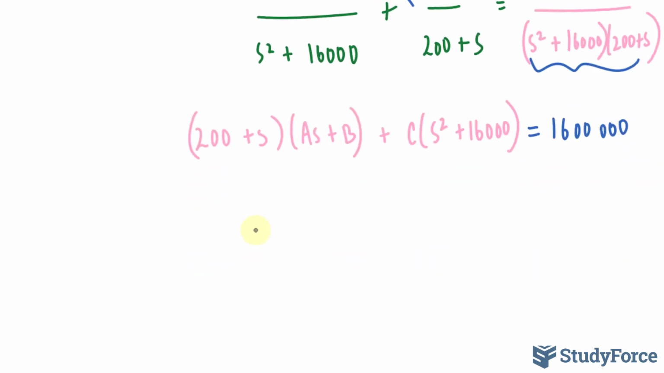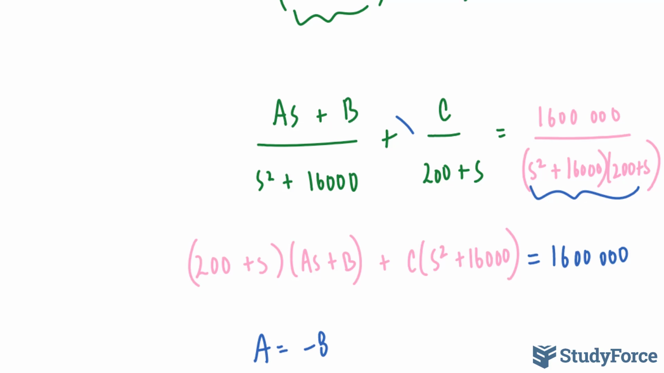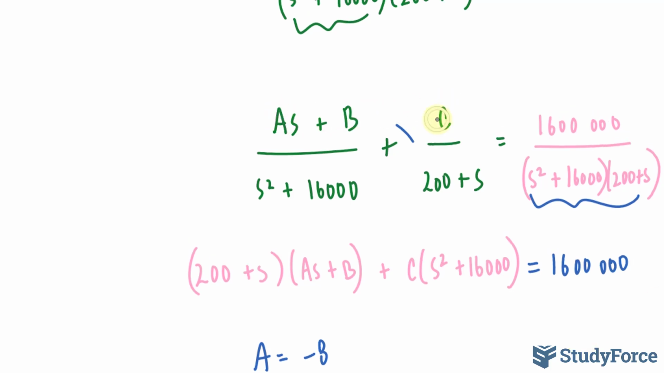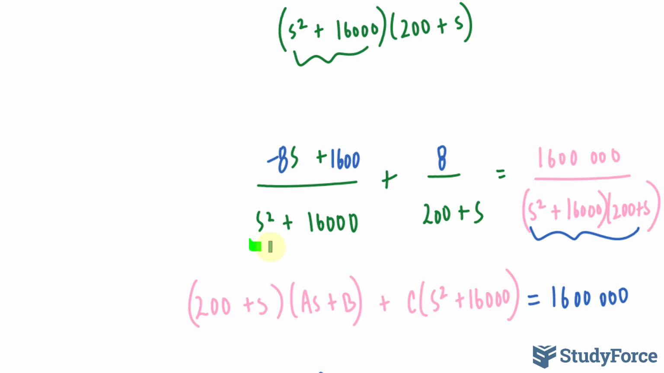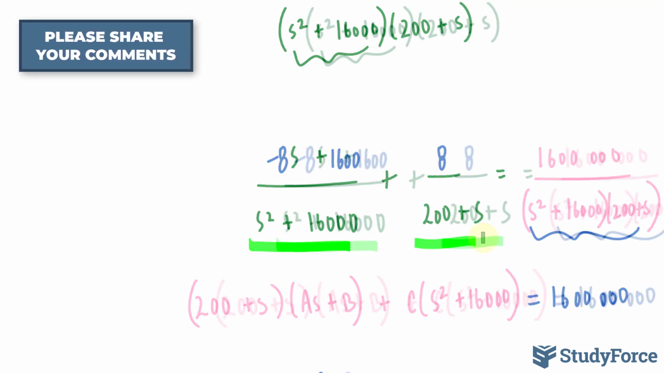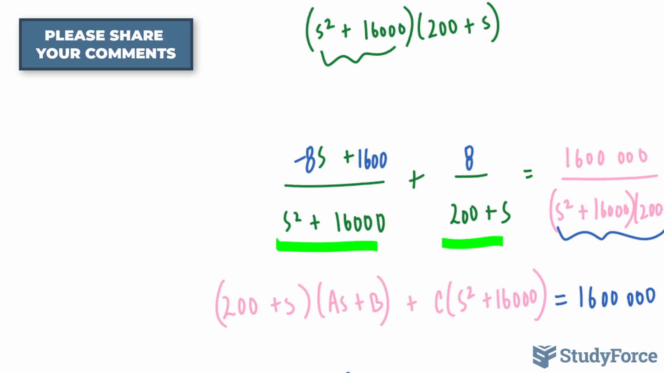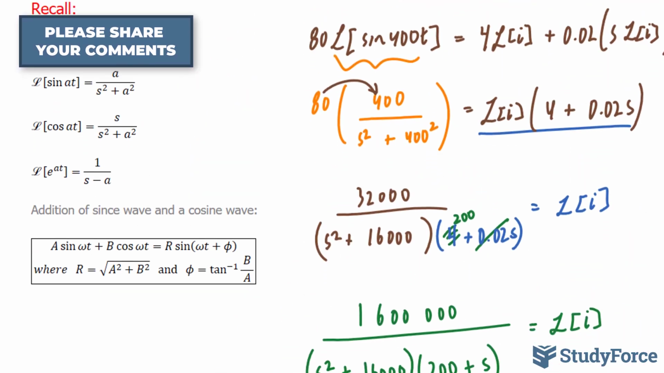Your a value should equal -8. Your b value should equal 1,600. And your c value should equal 8. So you have to take these numbers and substitute them into here, here, and here. Let's go ahead and do that. Now, unsurprisingly, this and this will match functions with known Laplace transforms. And I've written them down over here for reference.